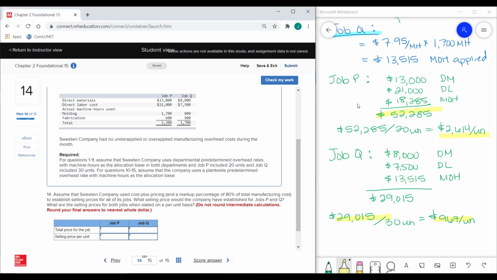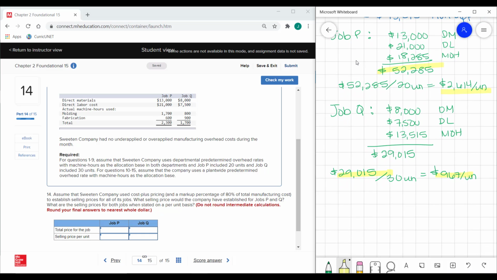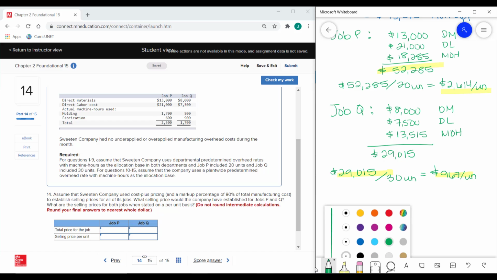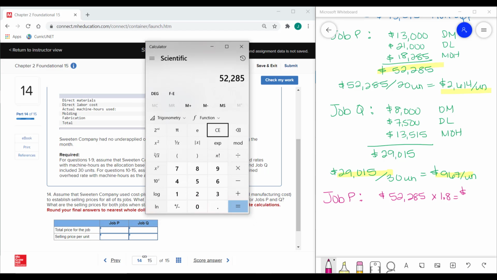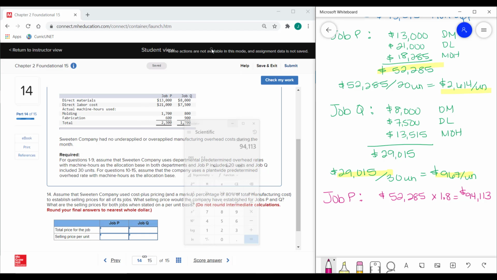So we're going to do the same we did before, right? We know now how to calculate the selling price of a job based on the markup given. So for job P, what's its total cost? Its total cost is $52,285. The markup in here again is 80%, so we're going to multiply that by 1.8 to figure out what to sell the job for overall. So we're going to take that cost of $52,285 times 1.8, so we should be selling this job for $94,113.